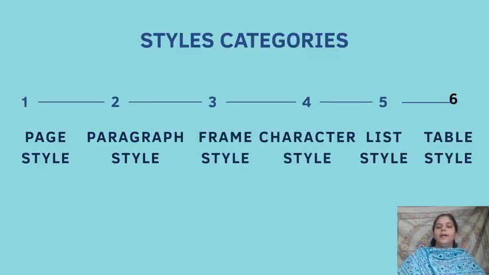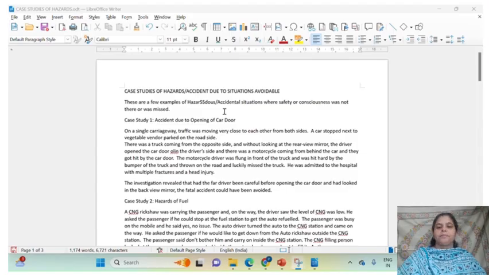So now turning to style categories, LibreOffice Writer offers 6 styles. These are paragraph style, page style, frame style, character style, list style, and table style. So we'll be discussing these styles one by one, and I shall be implementing these styles in the writer document that I have created. So now we'll see how these different styles are implemented in a writer document.